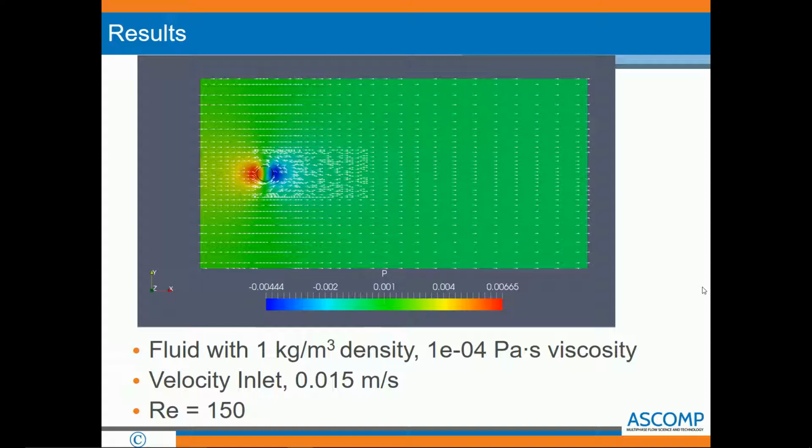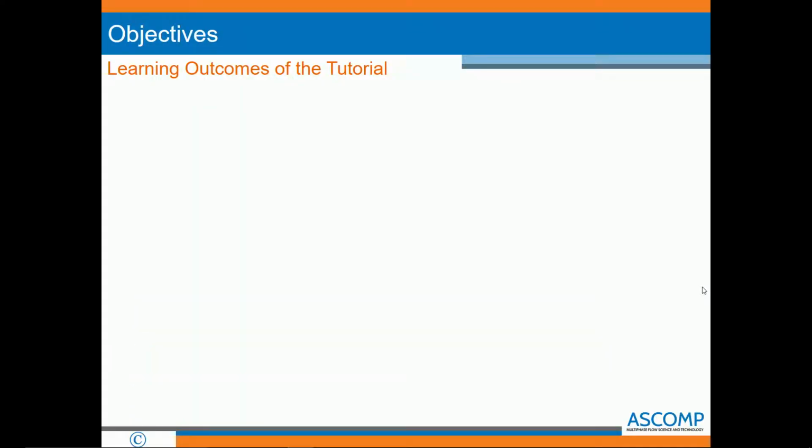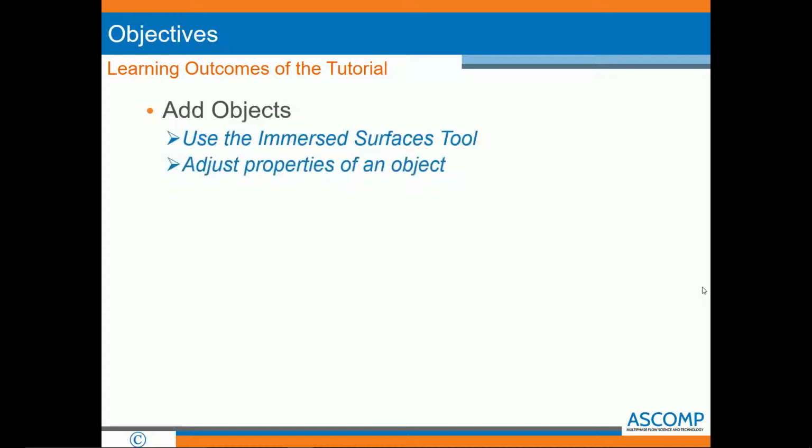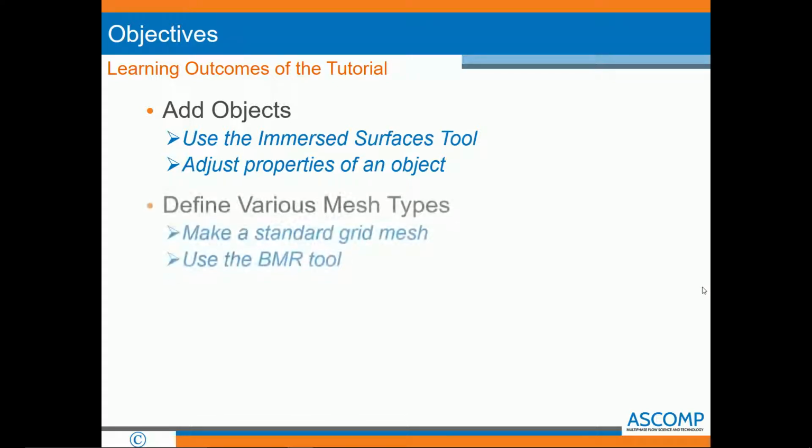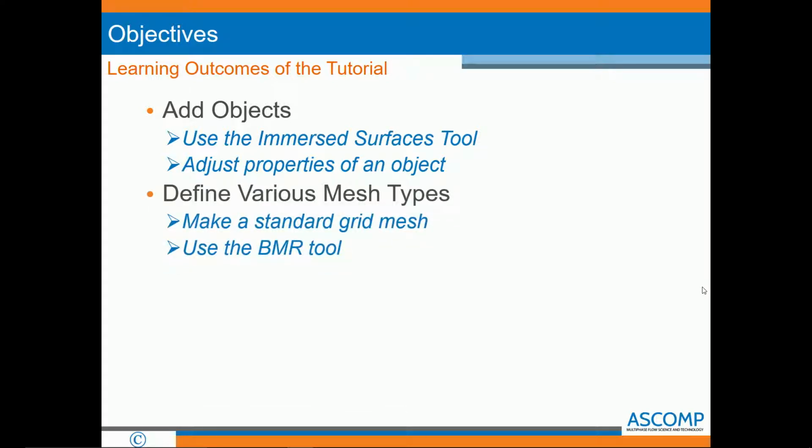Our fluid has a density of 1 kilogram per meter cubed and a viscosity of 1e-4 Pascal seconds. The flow has a Reynolds number of about 150. The outcomes of this tutorial include learning how to add objects. We will use the Immerse Surfaces tool, and we will adjust the properties of an object. Additionally, we will define various types of meshes. We will make a standard grid mesh, and we will use the BMR tool.